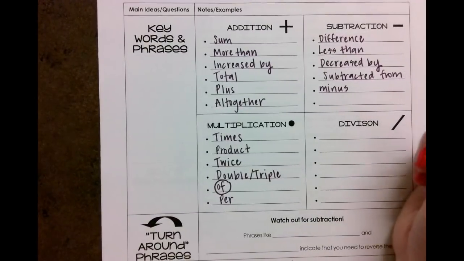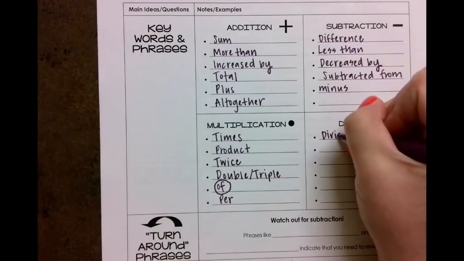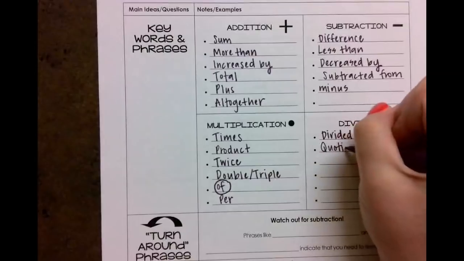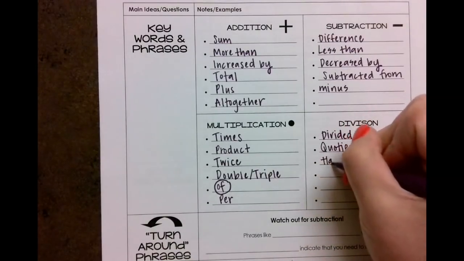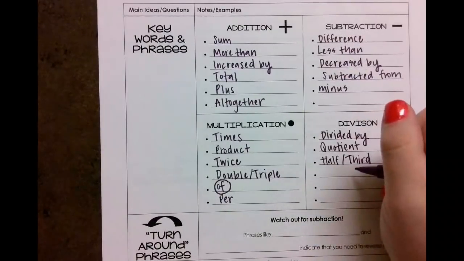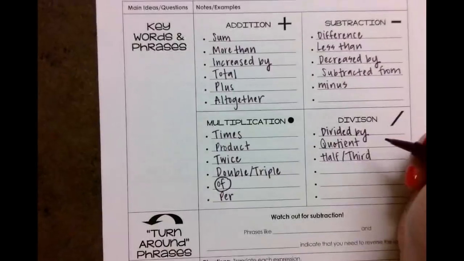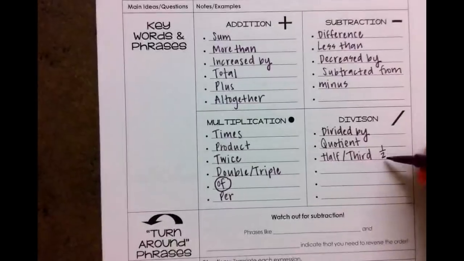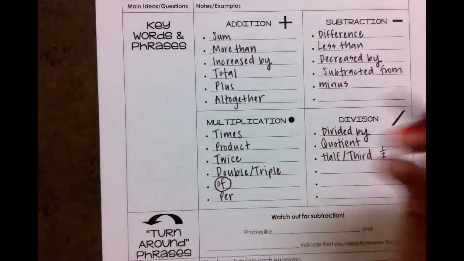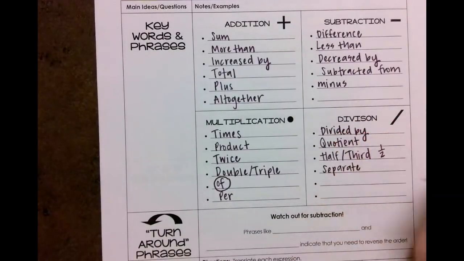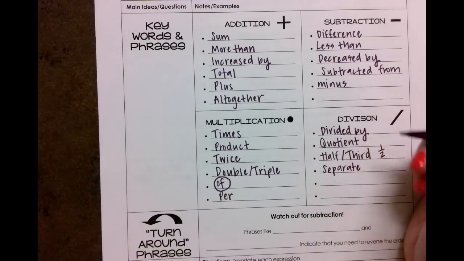Now, words that let us know that we're dealing with division. Divided by, quotient, half, or third, which makes sense because that's a fraction, right? Half of something or a third of something, so you're dividing something. Remember, a fraction like 1/2 is 1 divided by 2. That's how you can kind of know that. And then separate. If you see the word separate, like separate pieces of paper, separate strips, separate bags, things like that, you know you're dividing.